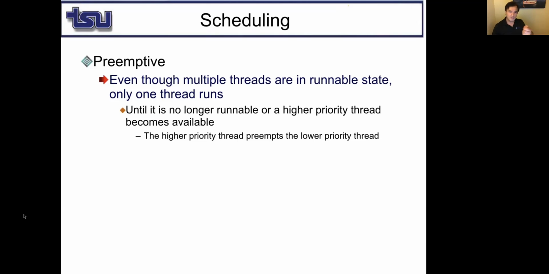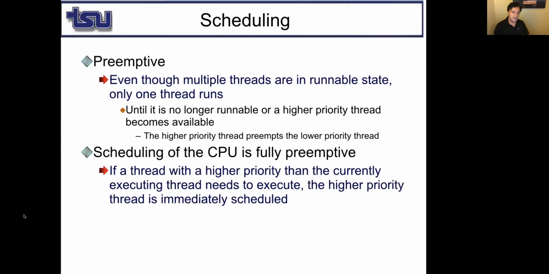So you pick the highest priority, you start running it. You're going to keep running it until it is done, or maybe another thread comes into the runnable mode and it has higher priority than the currently running thread. Then the higher priority thread preempts the lower priority thread in the preemptive scheduling. Okay, scheduling of the CPU is fully preemptive. So if a thread with higher priority than the currently executing thread needs to be executed, the higher priority thread is immediately scheduled in this one, preemptive scheduling.